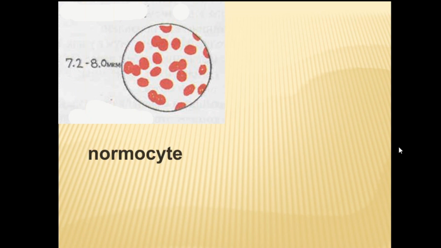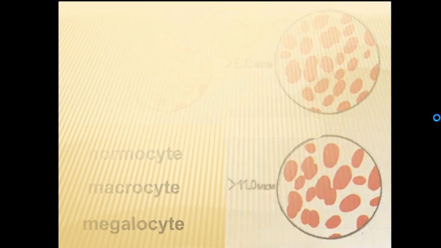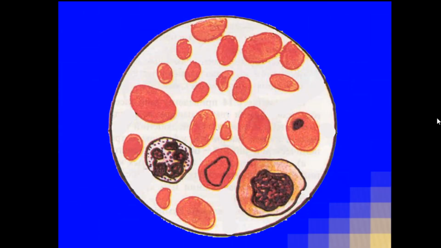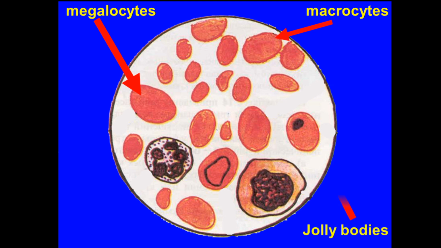You can compare the size of a normal erythrocyte and the erythrocyte of a patient with B12 deficiency anemia. And we can see remnants of the nucleus. Matured erythrocytes are free from nucleus. The process of maturation is disturbed. As a result, we will see Jolly bodies and Cabot rings, remnants of the erythrocyte nucleus.